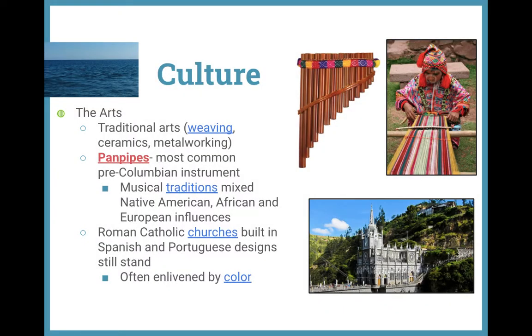The arts: the traditional arts are weaving, ceramics, and metalworking. One of the really distinctive types of music is made using the panpipe. This is from pre-Columbian times, so before Columbus got to the New World. But the musical traditions now mix the Native American with African and European influences.